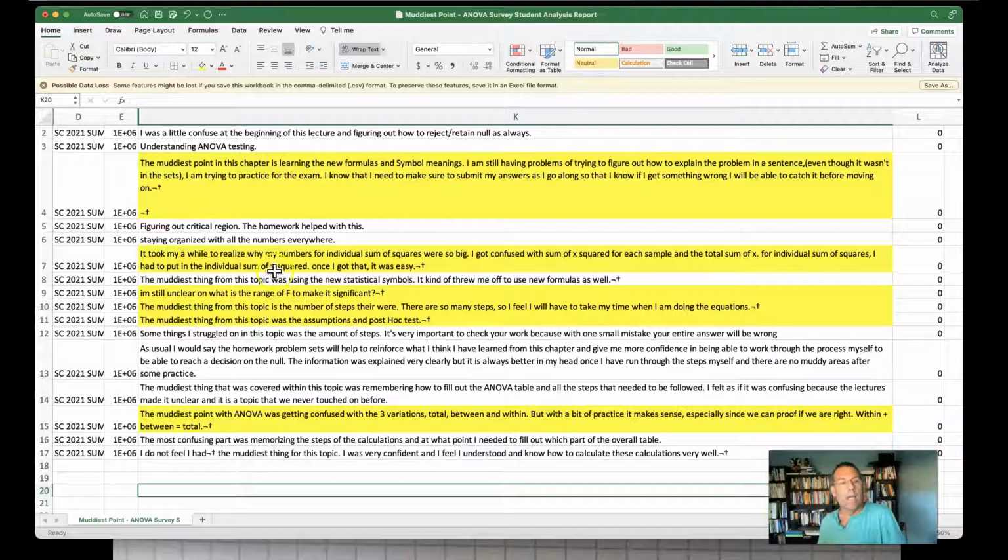Let's see. It took me a while to realize why my numbers for individual sum of squares were so big. Got confused and finally figured out that you have to do the big sum of x squared. So we should probably have a symbol for sum of x squared.